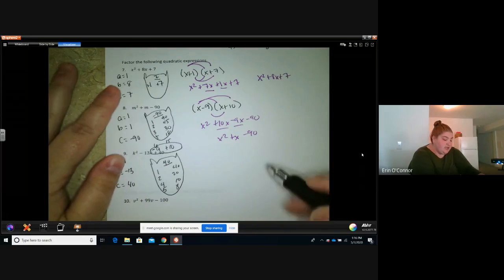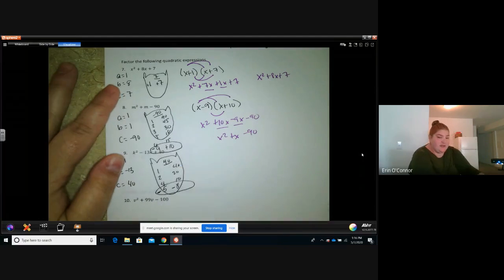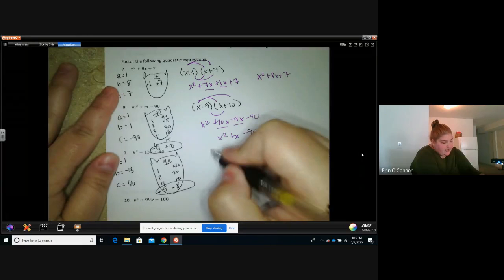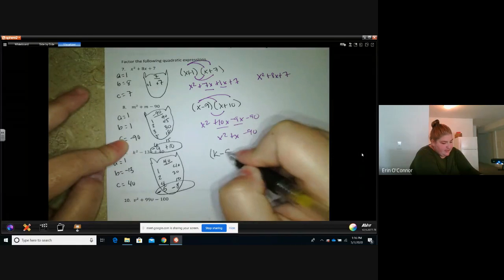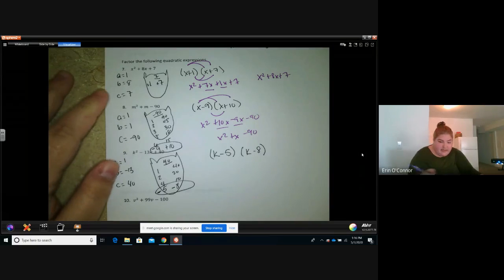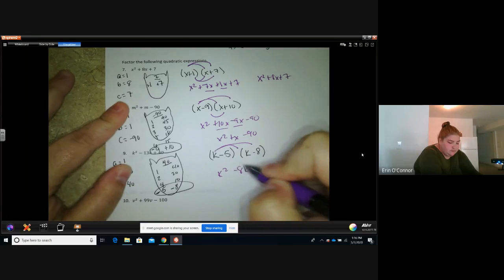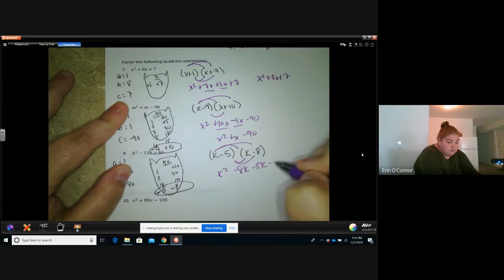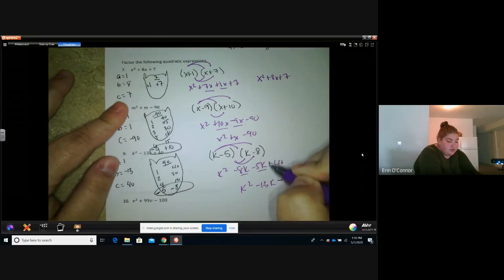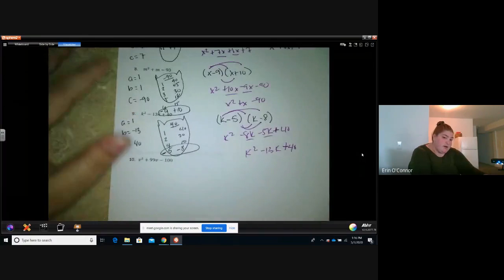Which one of these will give me 13? Well, 5 and 8 will, and it needs to be a negative 13. So both of these are going to be negative. And I'll get, this is k, I should remember, k minus 5, k minus 8. Okay? And then checking your work means we have, oh sure, negative 5 times negative 8 is a positive 40. There you go.